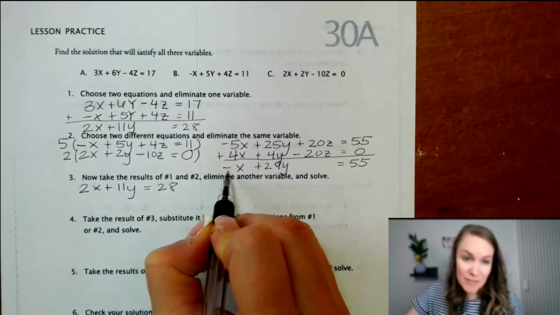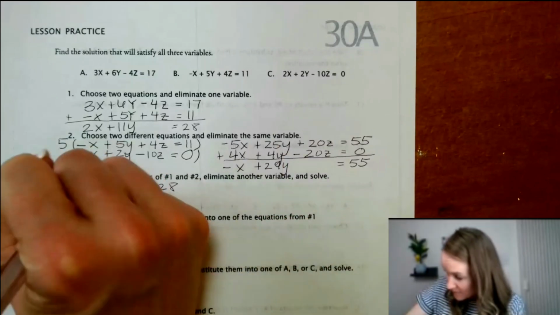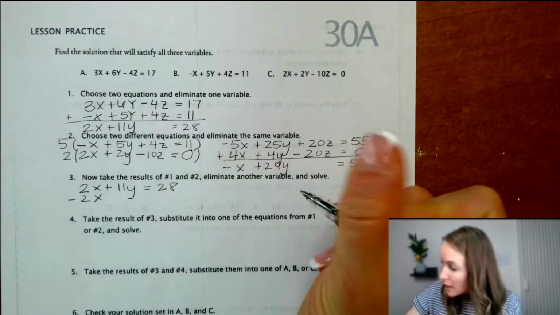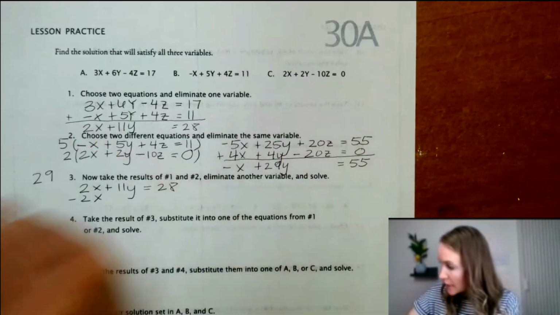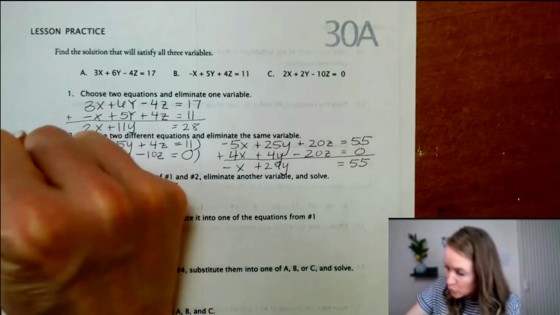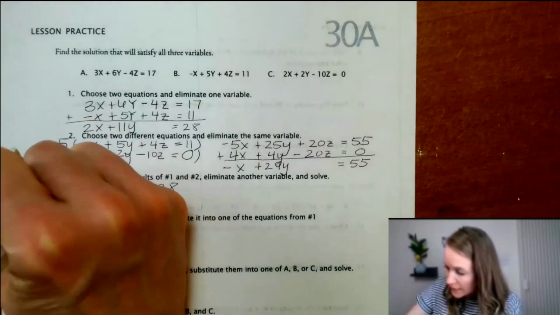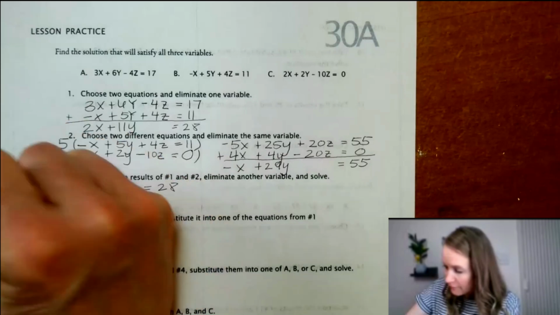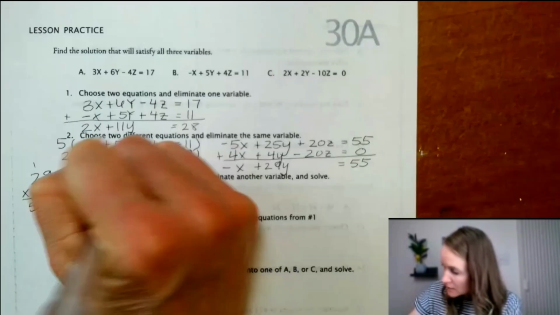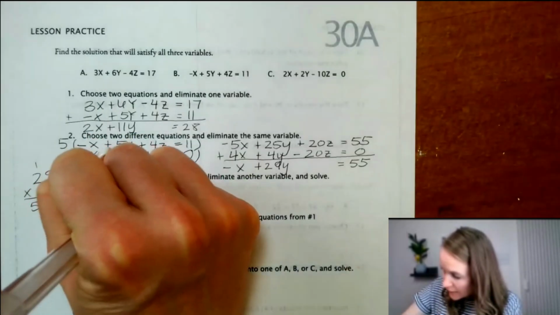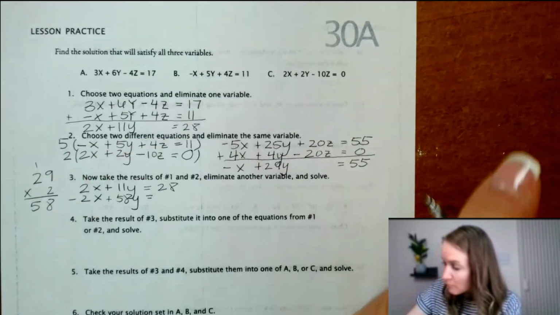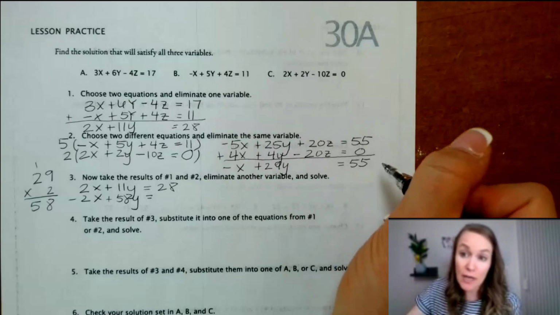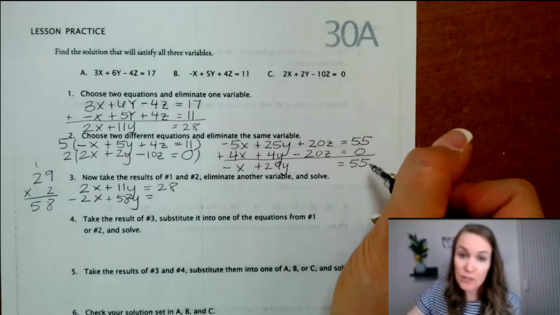So 2 times negative x is negative 2x. And then 2 times 29, 29 times 2 is 18, 4, 5, 58. So I have plus 58y equals, oh, 55 times 2. 50 times 2 is 100. 5 times 2 is 10. So 110.